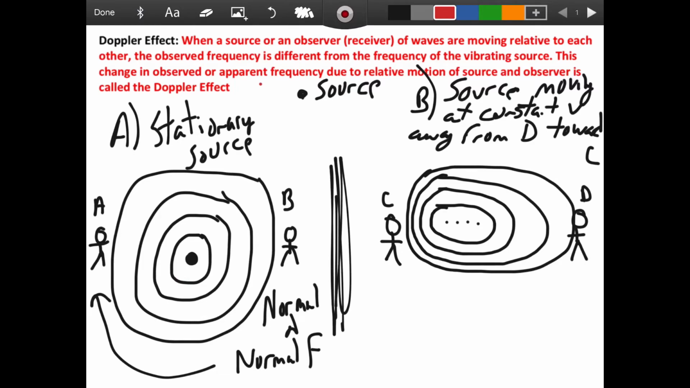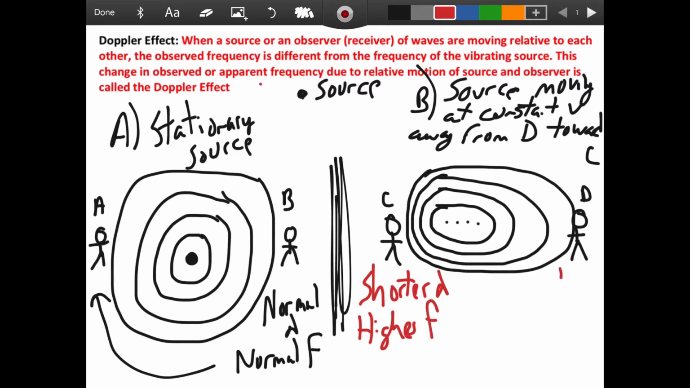Now, C will observe, since you can see these lines closer together, a shorter wavelength. And as you learned in the simulator lab, a shorter wavelength means a higher frequency.